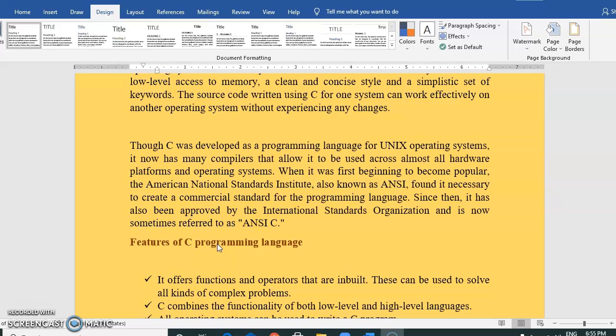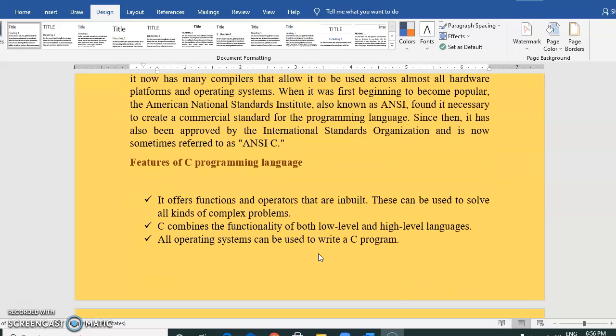When it first began to become popular, the ANSI, that means American National Standards Institute, found it necessary to create a commercial standard for the programming language. Since then, it has also been approved by the International Standards Organization and it is now sometimes referred to as ANSI C. So friends, what are the features of the C programming language?